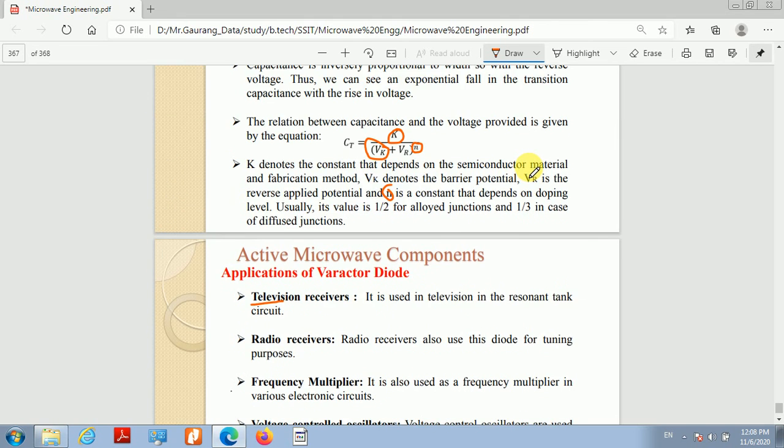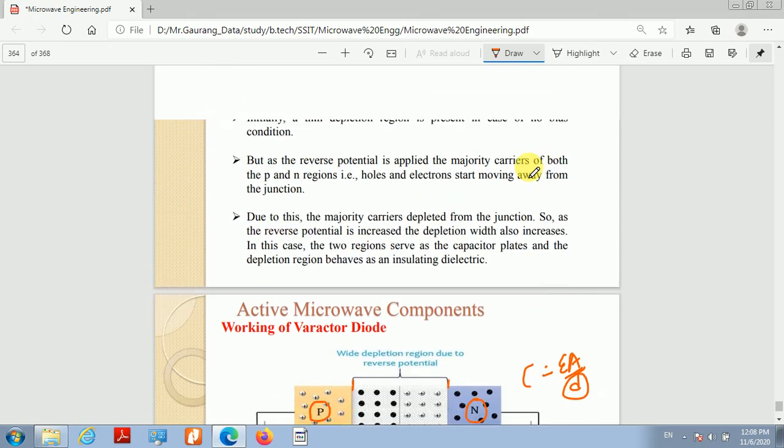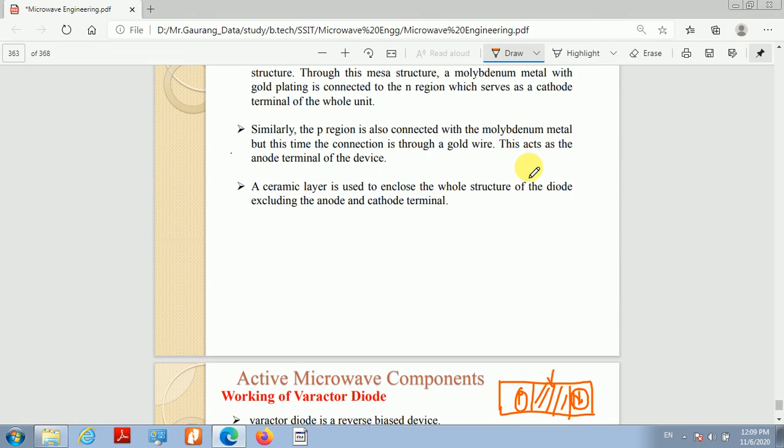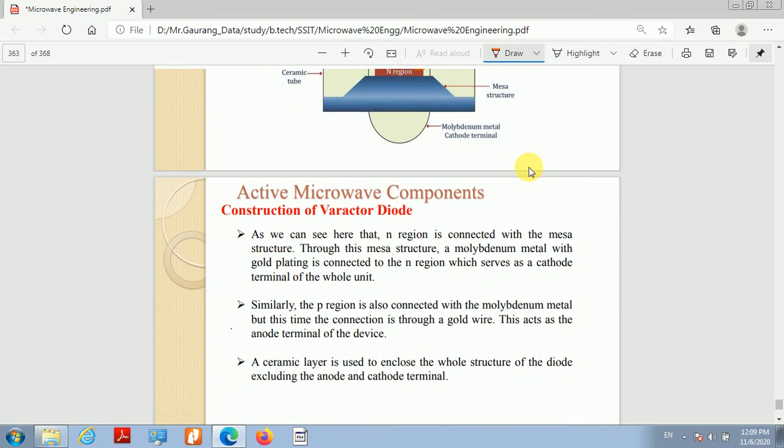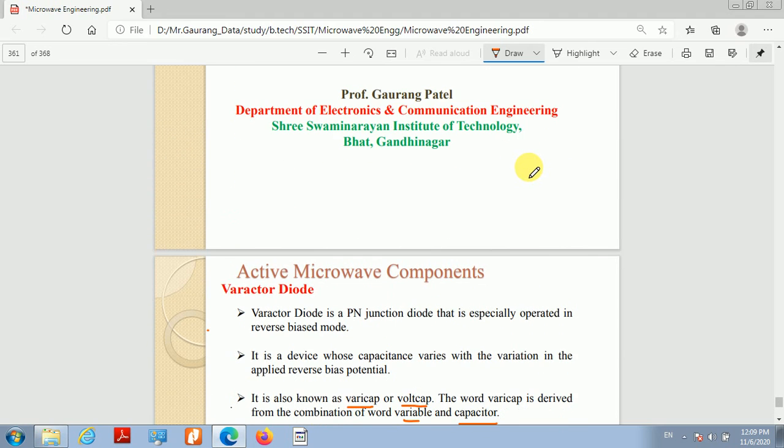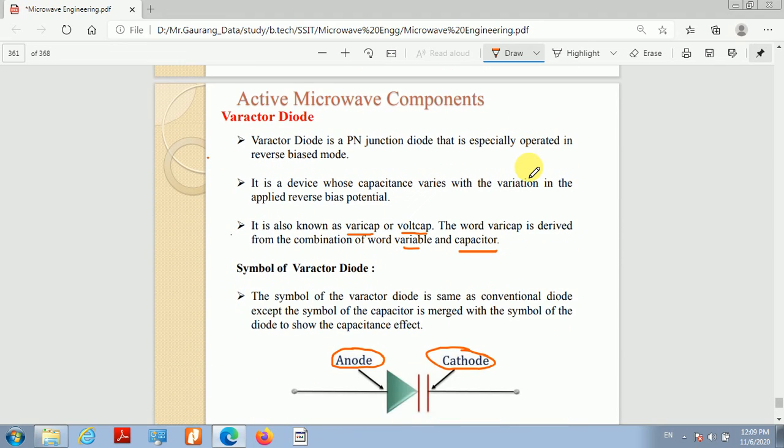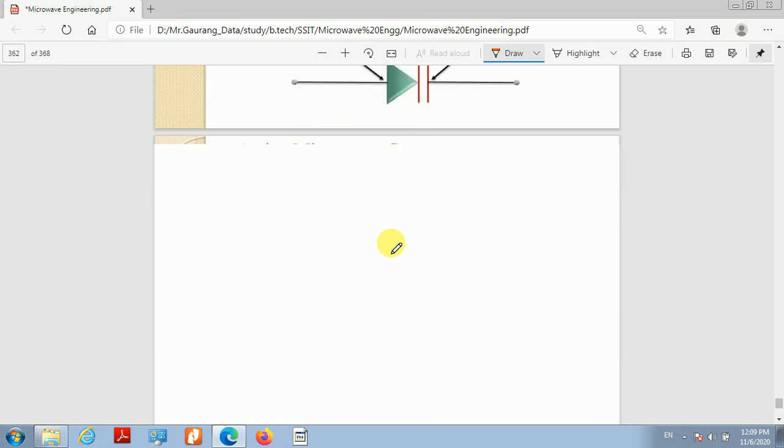So what did we discuss in today's class? In today's class we have discussed one of the solid state microwave components, which is the Varactor diode, and it has a speciality that its capacitance value is changed if we vary the reverse bias voltage. And one of the most important things that we have to note is that this diode is always operated in reverse bias condition. This diode is also known as a varicap or voltcap.